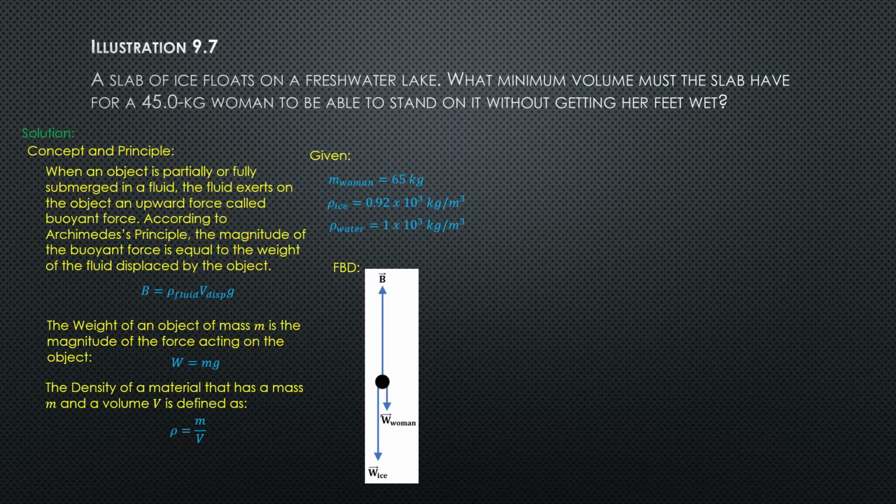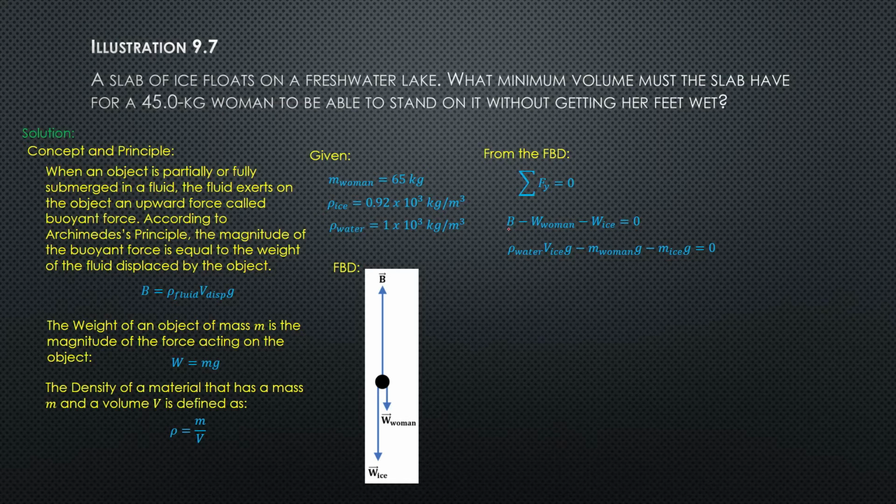So let's say this is the slab, and a woman is standing here. The weight of the woman acts downward. Also the weight of the ice where the woman stands is acting downward, and the buoyant force is acting upward. So from the FBD, let's say that this is at rest. So summation of forces along y will be equal to 0. The buoyant force is positive. So buoyant force minus the weight of the woman, minus the weight of the ice, will be equal to 0.